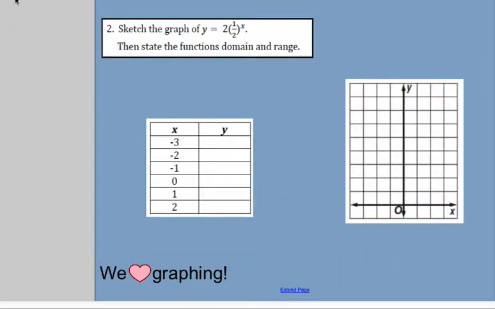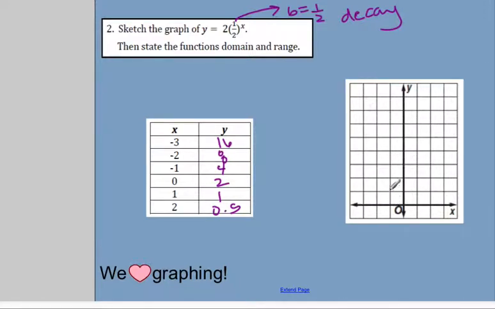When I plugged in negative 3, my calculator said it was 16. Negative 2 was 8. Negative 1 was 4. Then 2, 1, and 0.5. One thing to notice is my b value is 1/2, so that means it's going to be a decay. And if you notice, am I going down by 1/2 each time? Yes, I am. Okay. So I would have negative 3, 16.